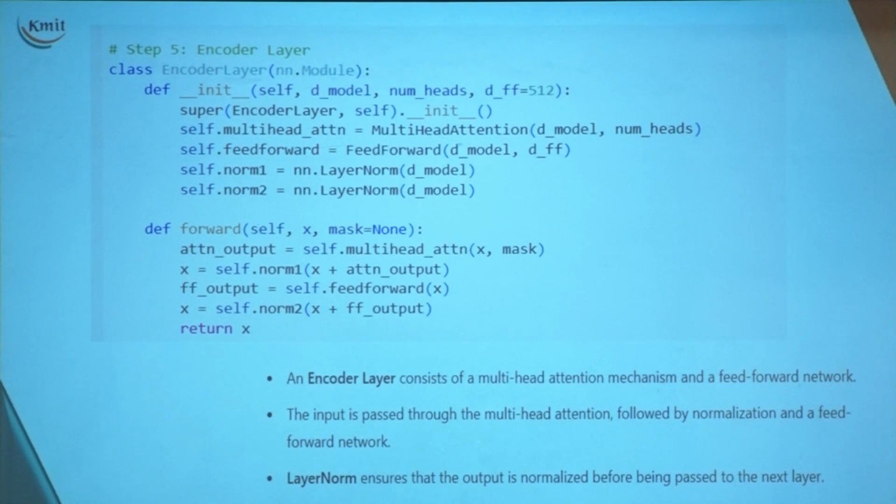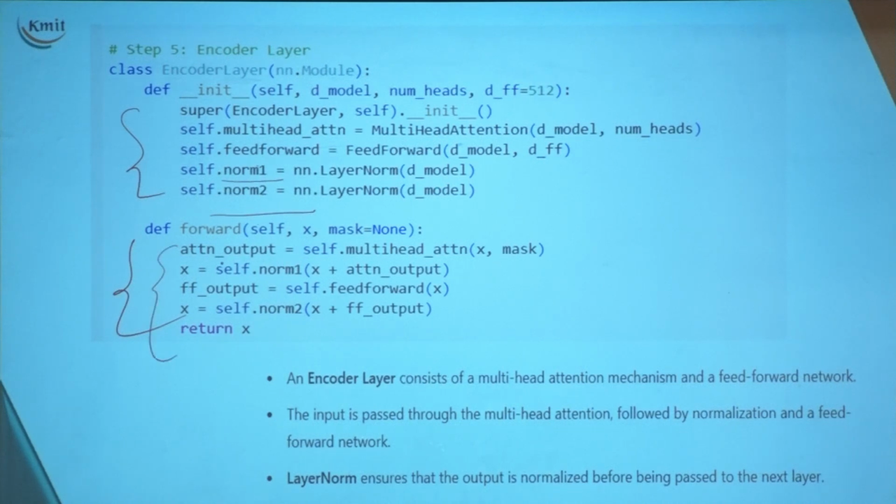Next I'll have the encoder. The encoder is also the same thing. I'll define a class, and I'll define a forward function. So in the encoder layer, what do we have? Multi-head, feed forward, norm 1, norm 2. So I am declaring all that here: self.multi-head, self.feed forward, self.norm1, self.norm2. In forward I'll put them in sequence.